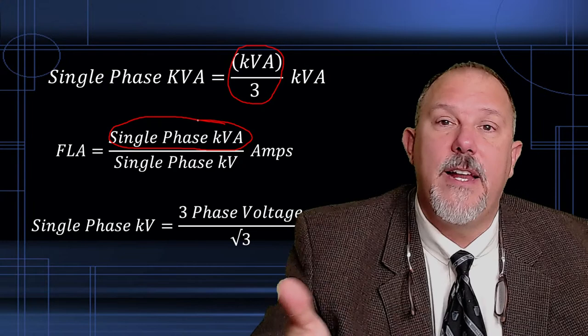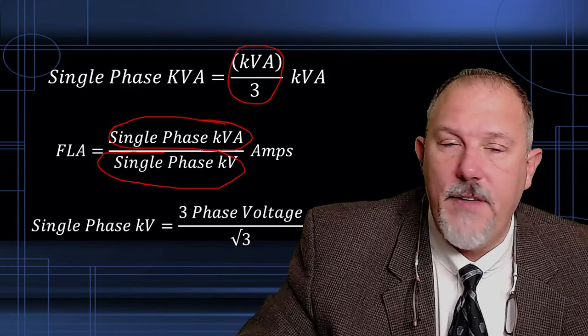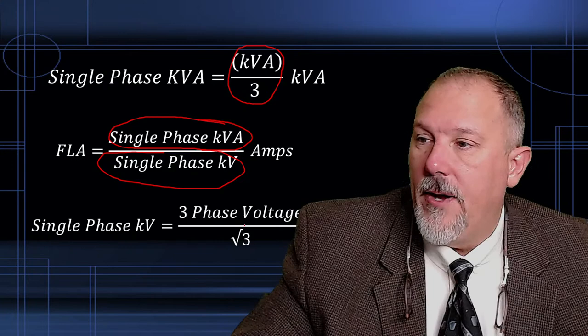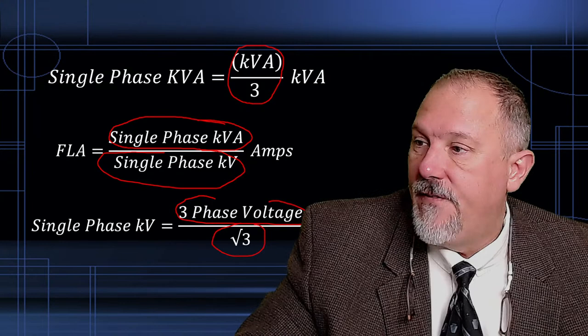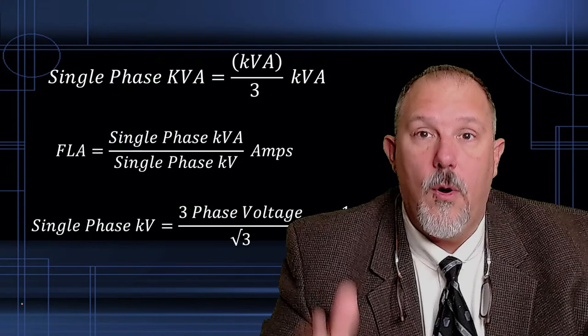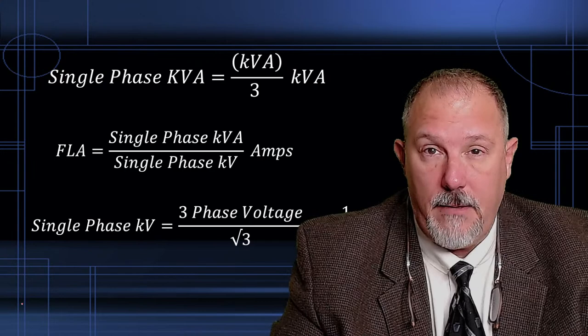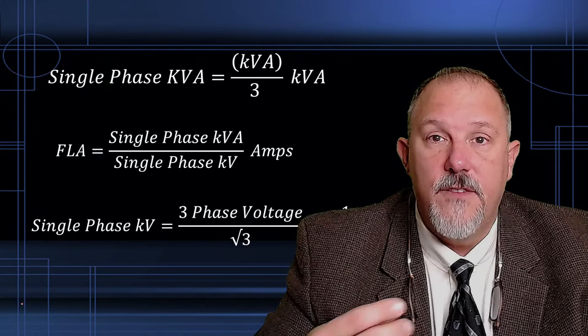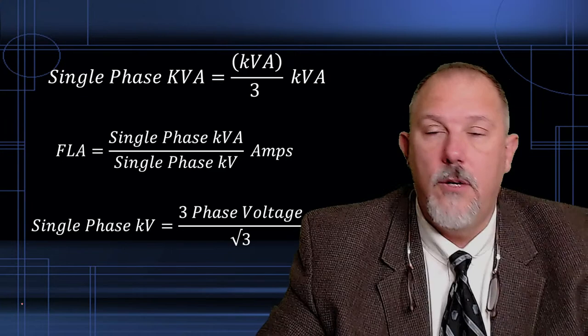And then I have to divide that by the single phase kV. How do I get a single phase kV? For, say, the secondary or primary, I take my three-phase voltage and I divide it by the square root of 3. And if I want to put it into kV, I divide it by 1,000. So remember, if I have 1,000 volts, divide that by 1,000 is 1. It's 1 kV. If I have 1,500 volts, divide that by 1,000, it's 1.5. It's 1.5 kV. So to get kV, I divide my voltage by 1,000.